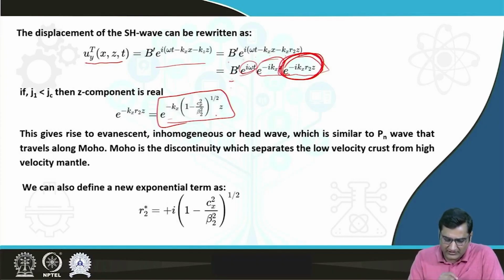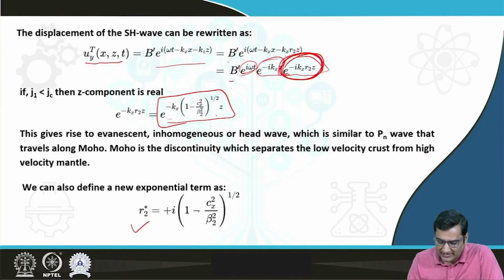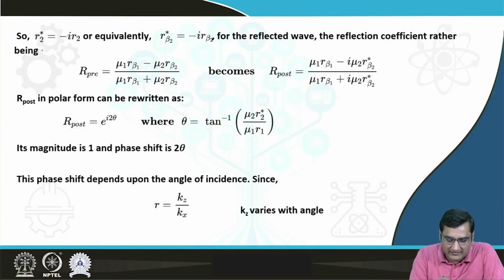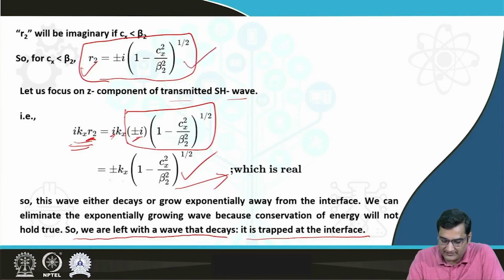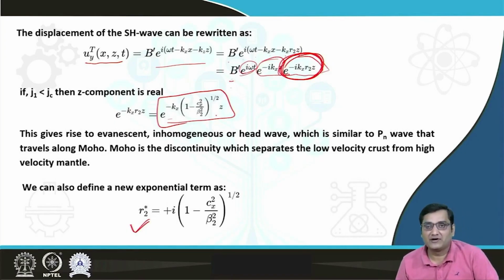Now after doing all this, we can define a new exponential term here. The new exponential term is R2 star, which is iota in bracket 1 minus cx square by beta square under root. And this R2 star is equal to minus iota R2, because we defined R2 here. We are considering R2 star as plus iota 1 minus cx square by beta square to the power under root.